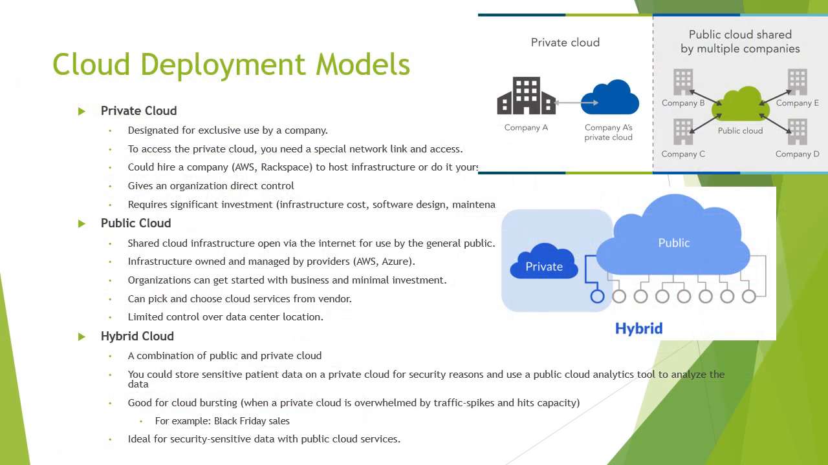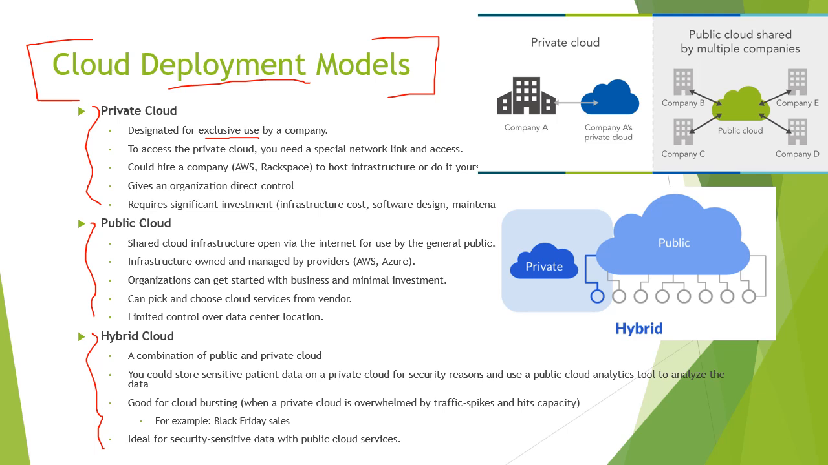And in addition to that, there are also three different types of cloud deployment models. If you're a business looking to adopt cloud, you can do it in different ways. You have a private cloud, a public cloud, or a hybrid cloud. A private cloud is basically for exclusive use. You would need a special network or link or access. It's really secure for your organization.